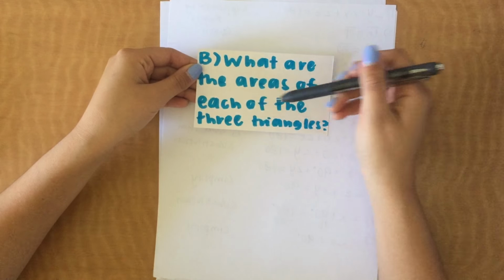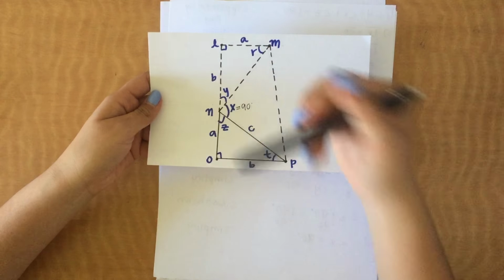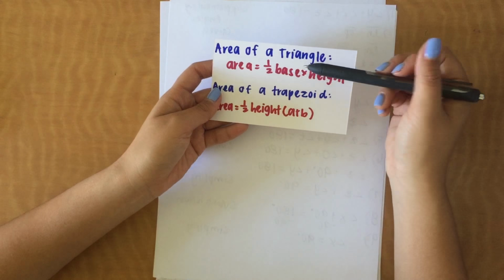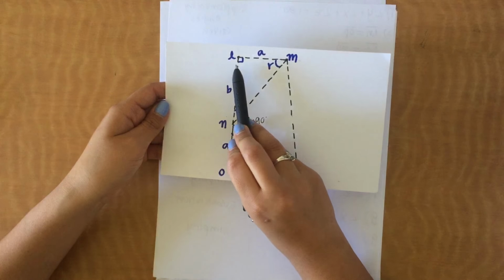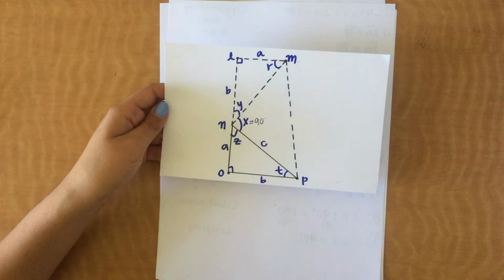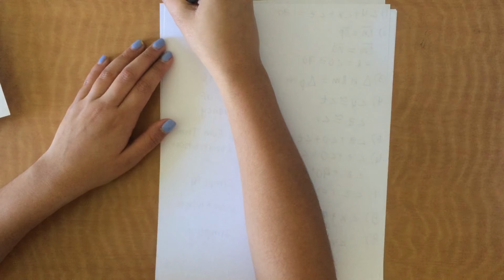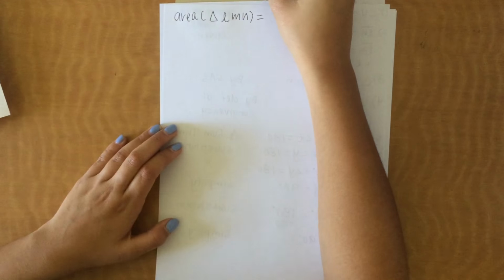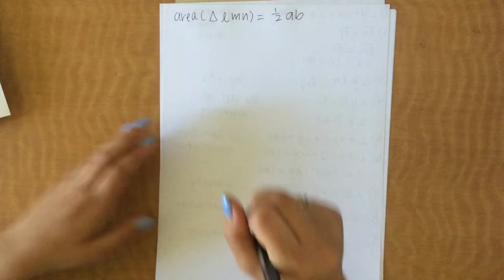Okay, our next question is, what are the areas of each of the three triangles? So of this triangle, and this triangle. So let's do the triangle LMN. So we know the area of a triangle is 1/2 base times height. So LMN has a base of A and a height of B. So the area of triangle LMN is just equal to 1/2 AB.